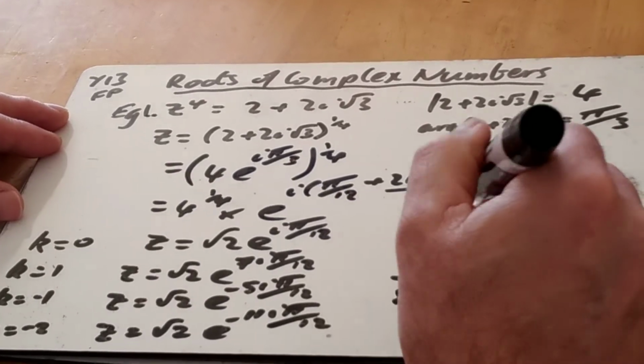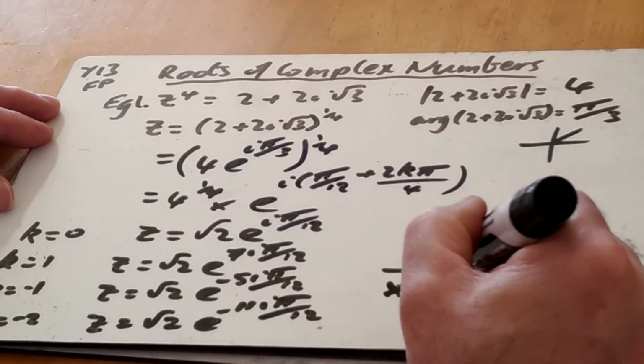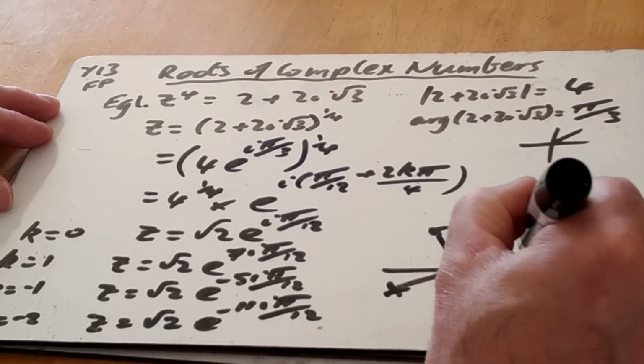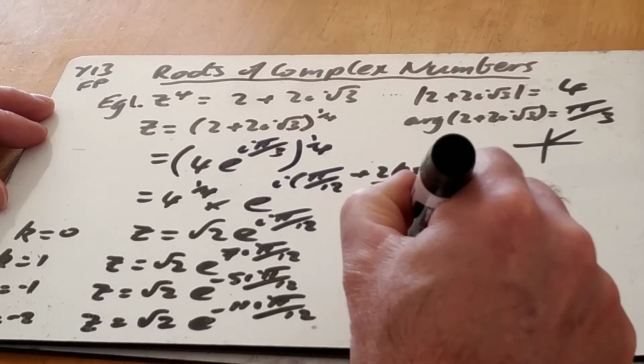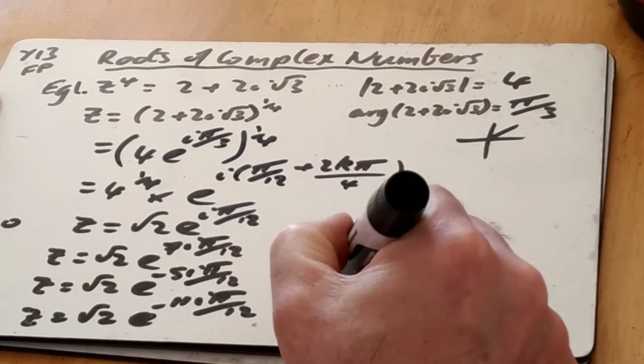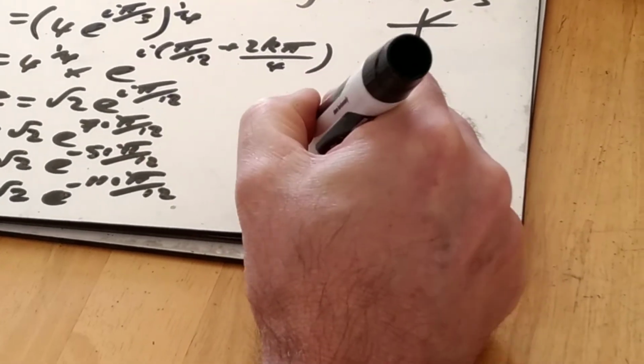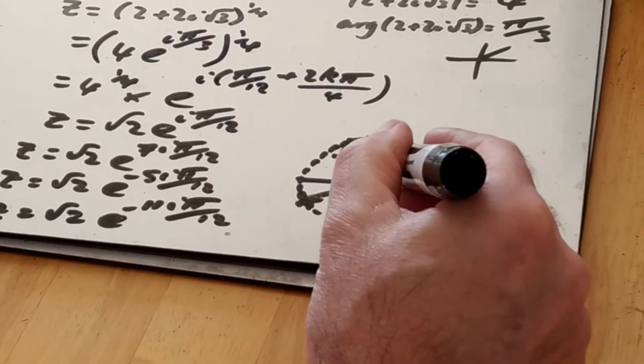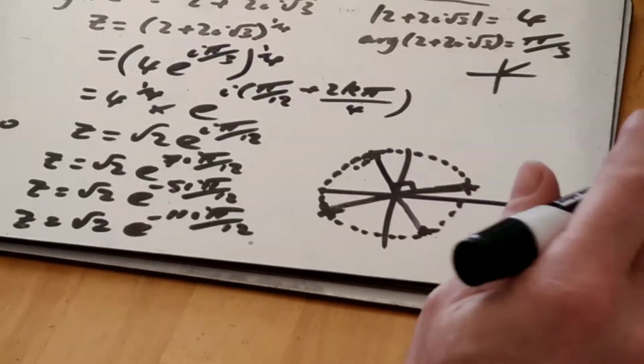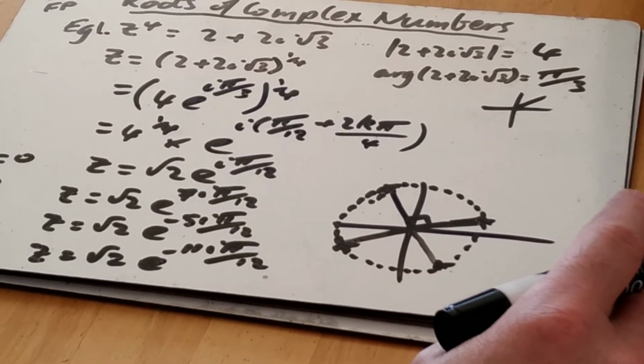What we'll find is these should be equally spaced around a circle of radius root 2. And in this case, because it's the fourth root, I've got 4 equally spaced answers, so there'll be 90 degrees, pi over 2 radians between them.